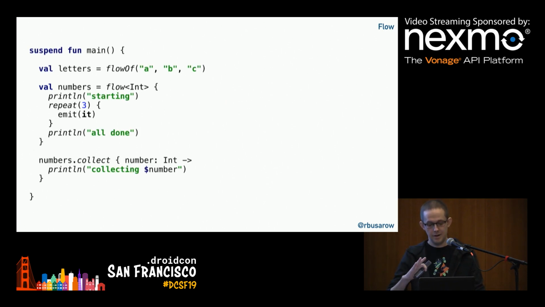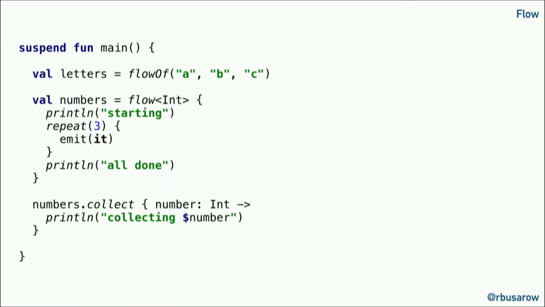So on the other hand, you have to collect these flows. You can't just call .invoke. And you do this again with a lambda, where this lambda is invoked every time there is an update to the stream instead of once for the entire stream. And these are called the flow builder and the flow collector.